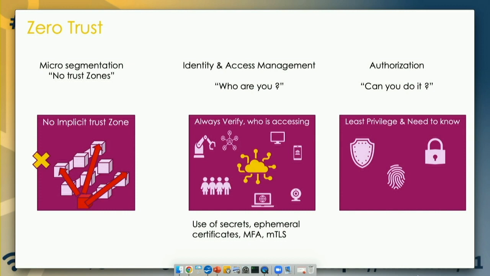In summary, the Zero Trust model is based on the principle of never trust, always verify. It employs microsegmentation to create no-trust zones, IAM to authenticate and authorize users and devices, and authorization to ensure that users have access only to the resources they need to perform their job function. By implementing these measures, organizations can reduce the attack surface and mitigate the risk of cyber attacks.